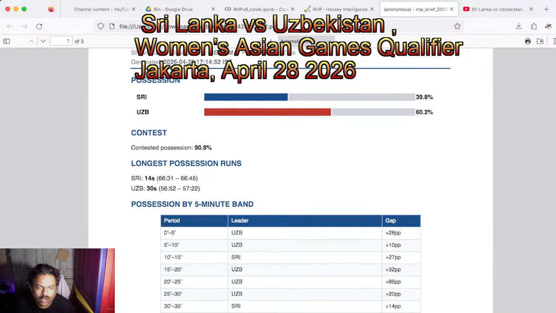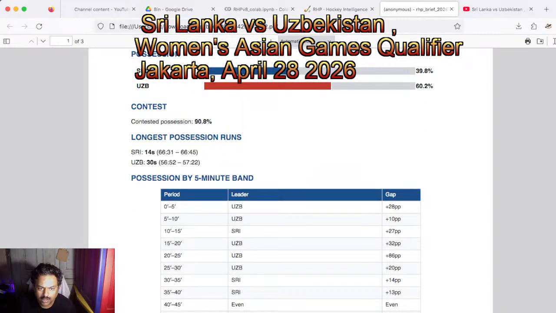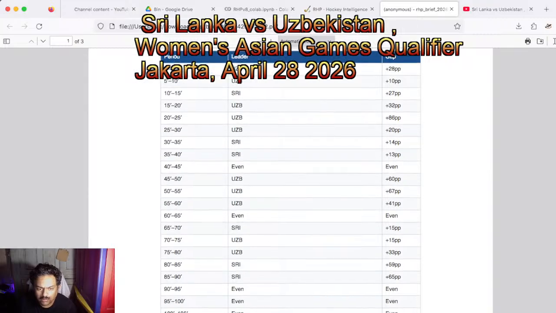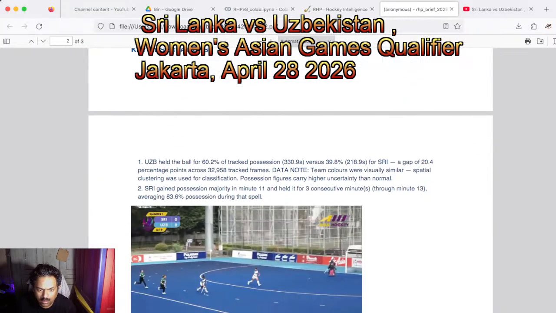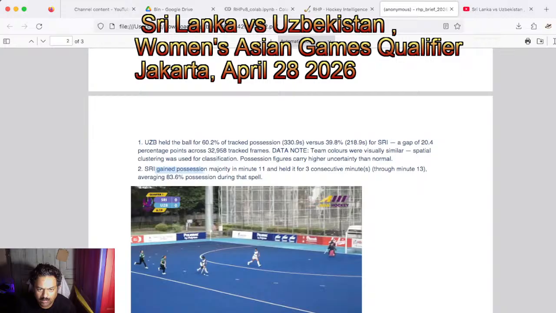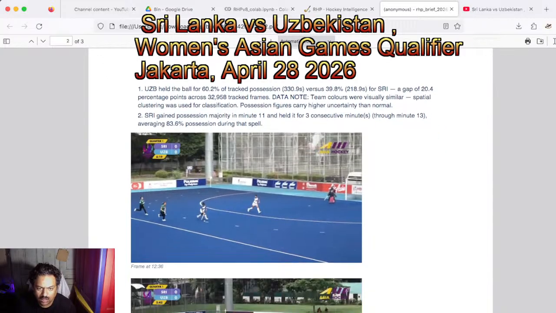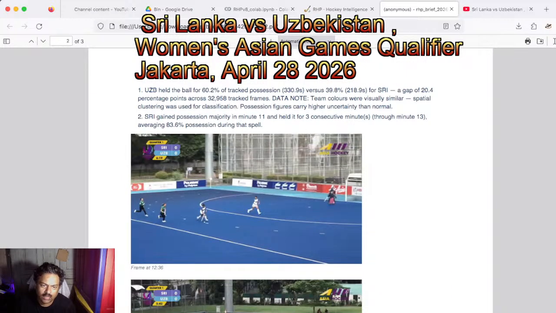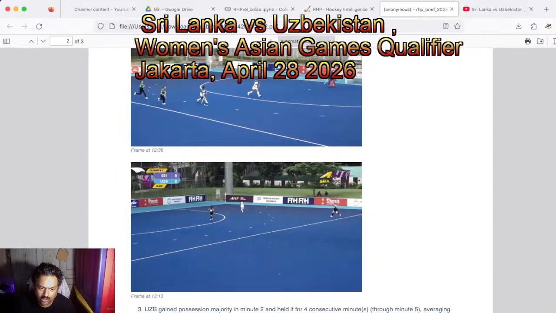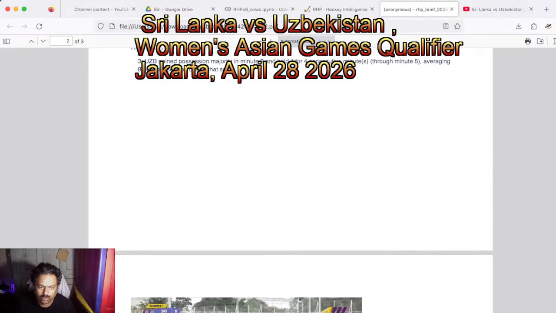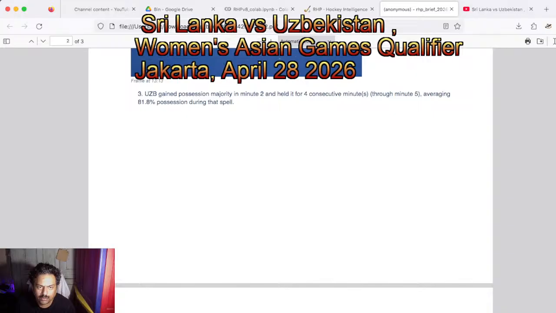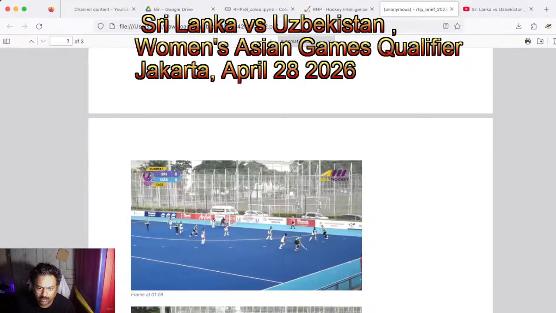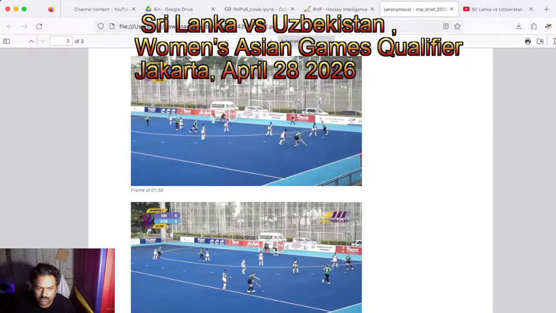Okay, this is, we know, possession 90%. Pretty even. Sri Lanka gained majority possession in minute 11, highlighted for 3 consecutive minutes. Of course, this white is Sri Lanka, so they are holding it. Again, Sri Lanka is with the ball. It says that if it saw it as a possession, then it takes a screenshot to prove that it was indeed true. And then this is again Uzbekistan gaining majority possession in minute 12, and you can see the Uzbek player with the ball. The same is true here as well.